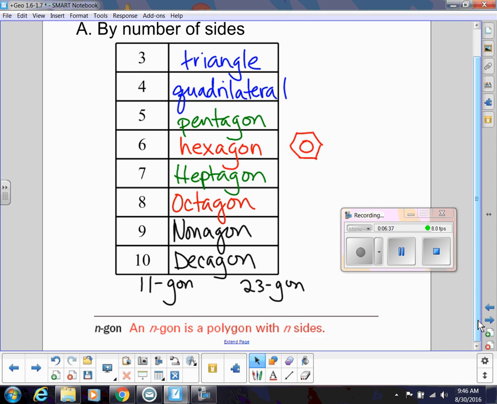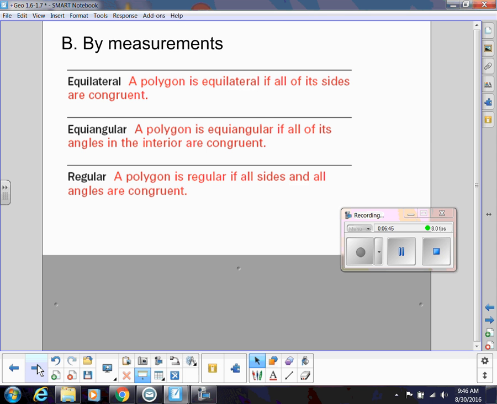So yeah, there's a generic version of what I was just saying. An n-gon is a polygon with n sides. N can be whatever number you want. Another way we can classify them is by measures.